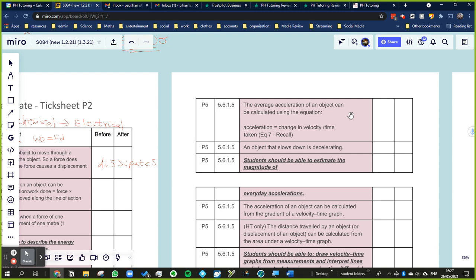The average acceleration, I might pause my video for this a little bit. I'll just briefly mention that it says a change in velocity. If it was a decrease in velocity, then the change in velocity would be negative. So rather than think about it as the change in velocity, you can think about it as the increase in velocity. An object that slows down is decelerating. Generally speaking, deceleration would be a negative acceleration, but only generally speaking.